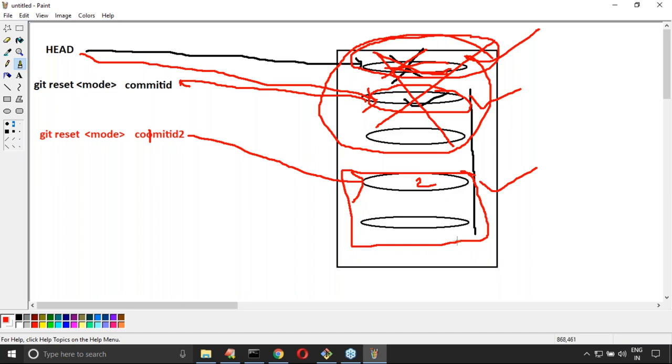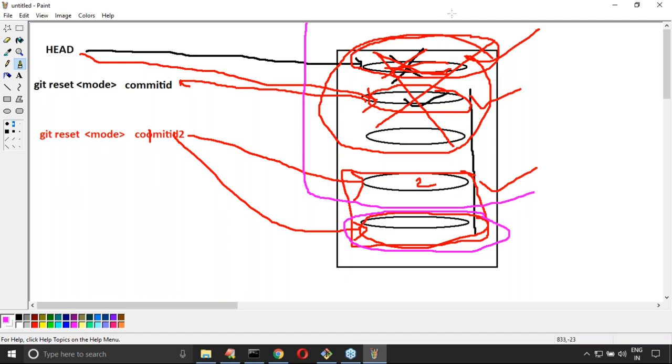If I provide the commit id of this one, then all these things by default will be gone. Ignore means they will be deleted. Discarded means they will be deleted. Undo operation, delete operation, remove operation, anything you can use. All these things will be gone if I specify this commit id. I hope that is clear. Any doubt up to this? Just get the basic idea.